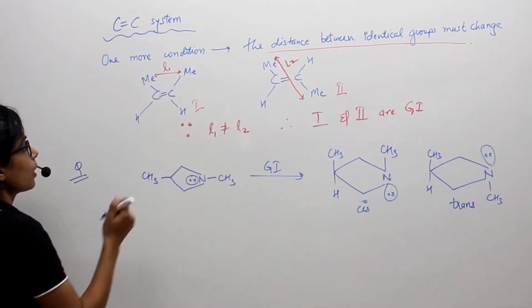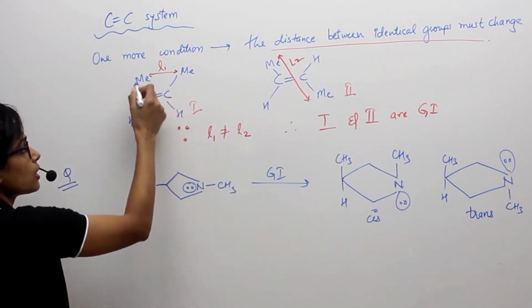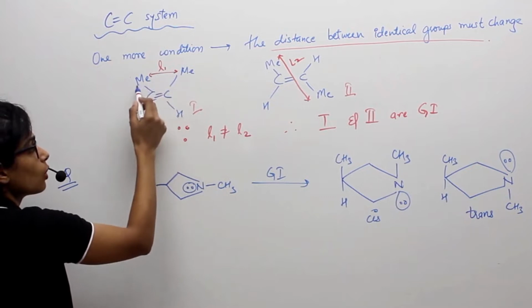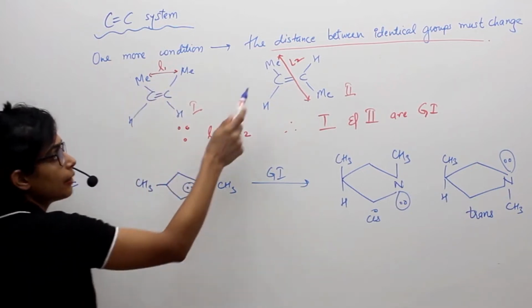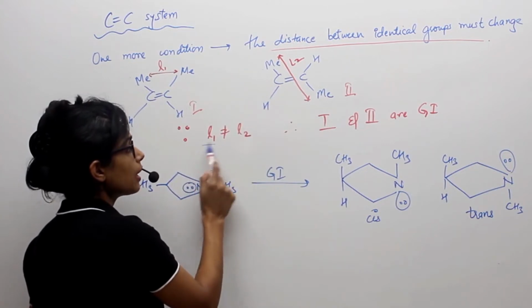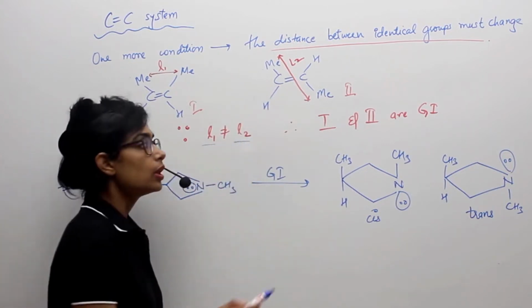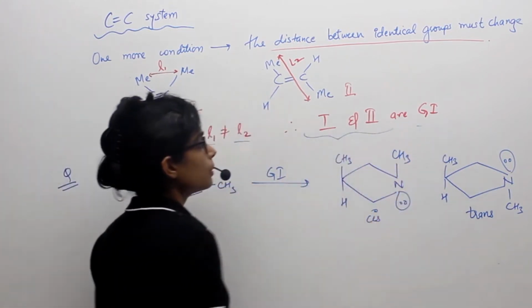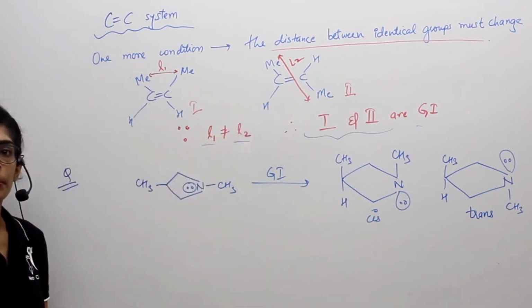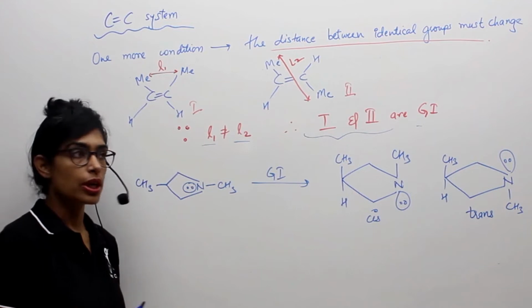So here I have drawn the same structure, C double bond C, Me over here. L1 is the distance between this methyl group and this methyl group, and here is methyl on the trans position. So this is L2. Till the time L1 is not equal to L2, group 1 and 2 will be showing GI. As soon as L1 and L2 become the same, then it will not show GI.